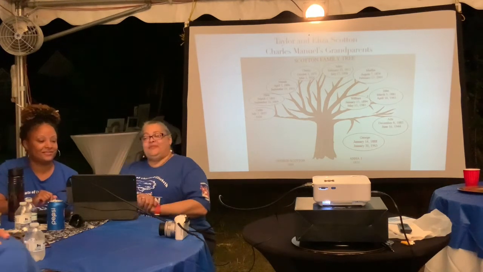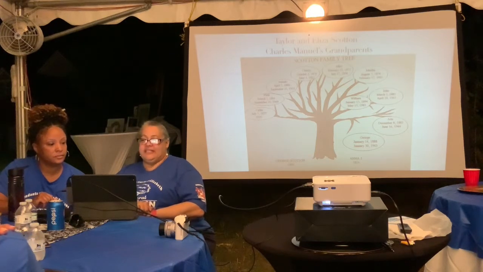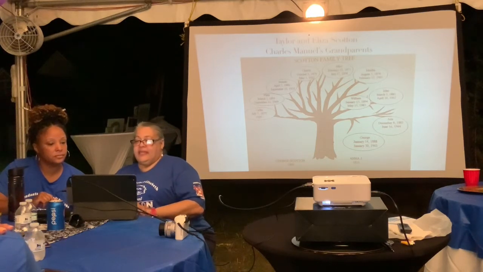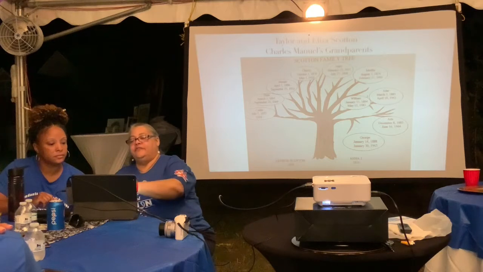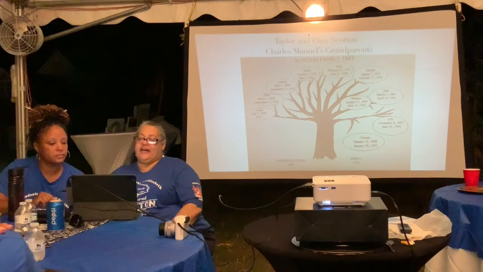Okay, this is a family tree for Taylor and Eliza Jane, which was Granddaddy's grandparents. And this is their picture with all of their children, and George Manuel was Granddaddy's father. So he's down on the very bottom, from 1886 to 1963.